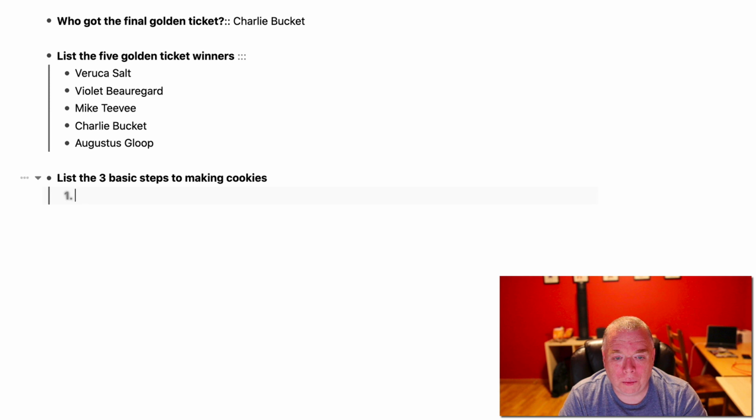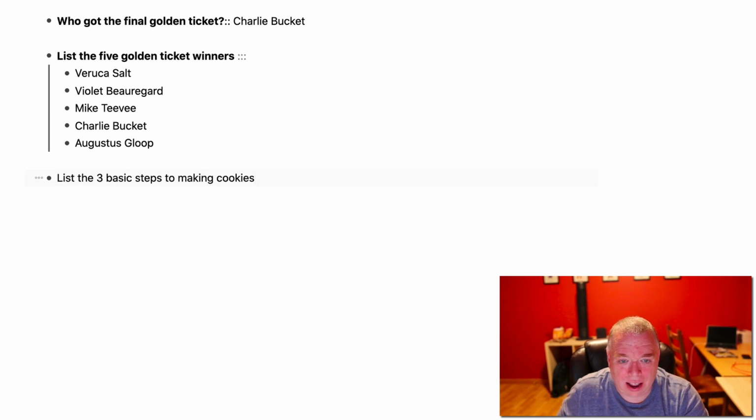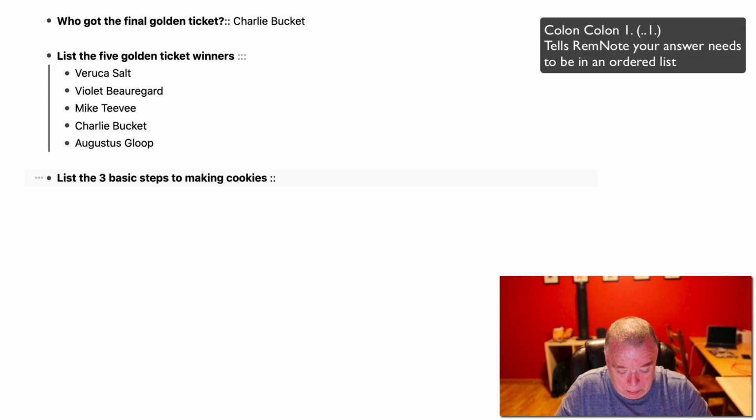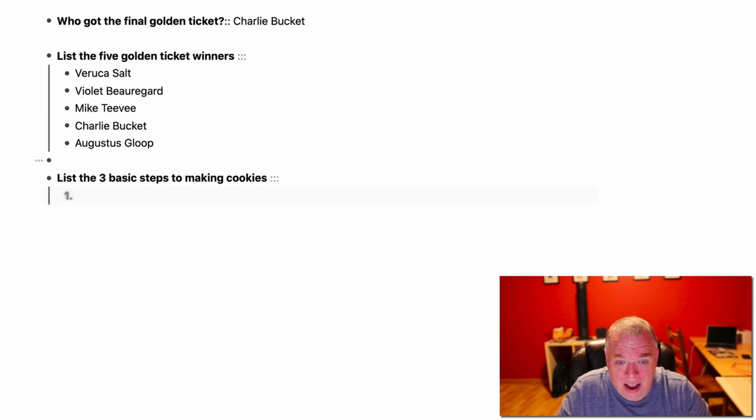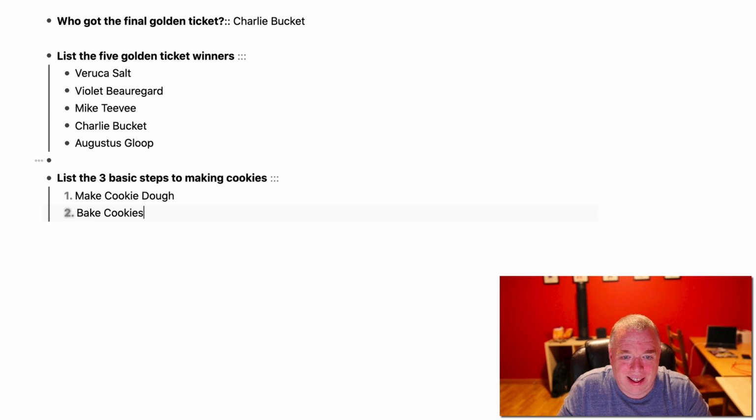So I'm going to go back and do that again. So colon, that tells it it's going to be a rem. You put, but instead of a third colon where it was sort of like this bulleted list, I'm going to put a 1 dot, and that tells it that I want a numbered list. And here I might say make cookie dough. I can't cook, so this is really going to be bad. Bake cookies. Let cookies cool.